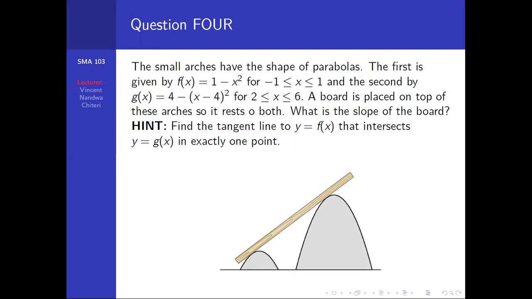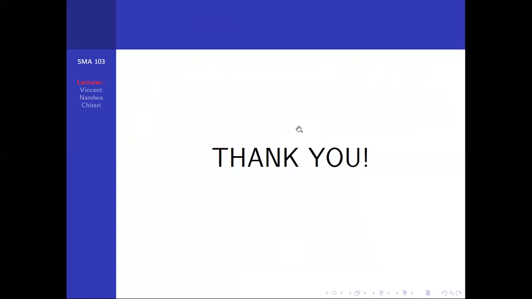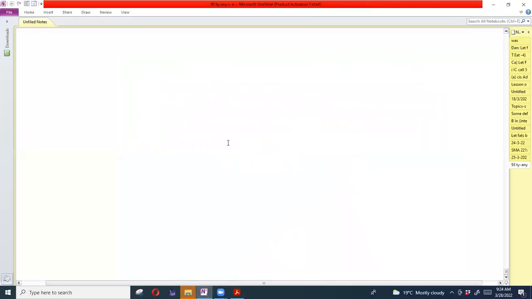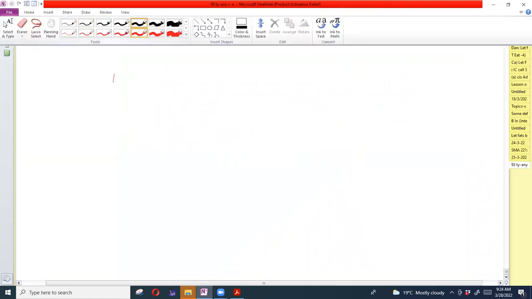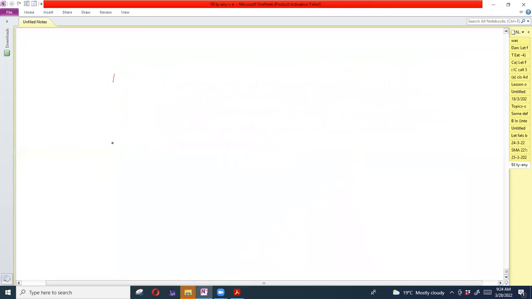So welcome. The problem at hand is testing on application of derivatives and slopes. So let's see how we solve the problem. So let's sketch the two arcs. So we have one, then we have another one here.